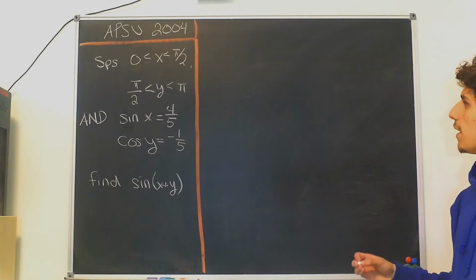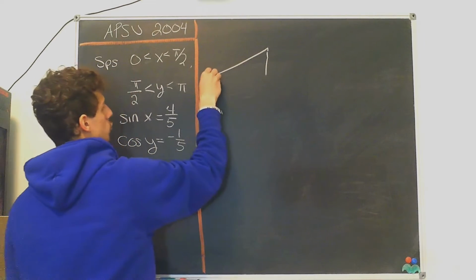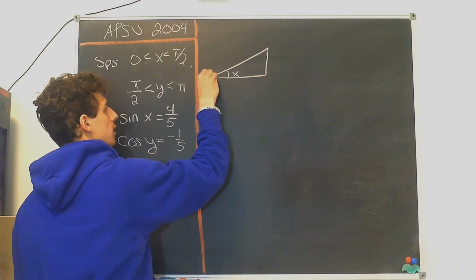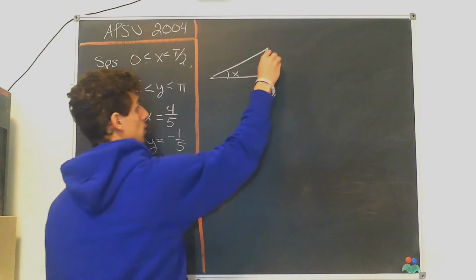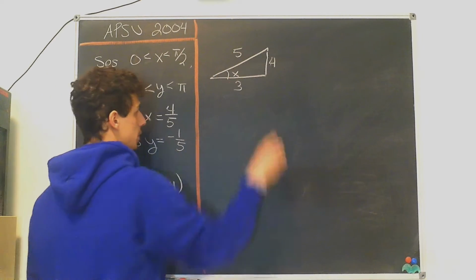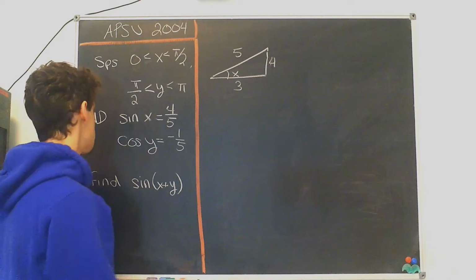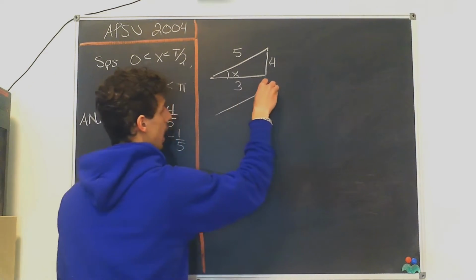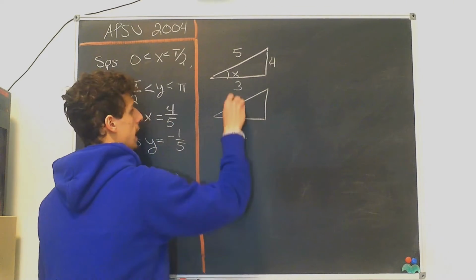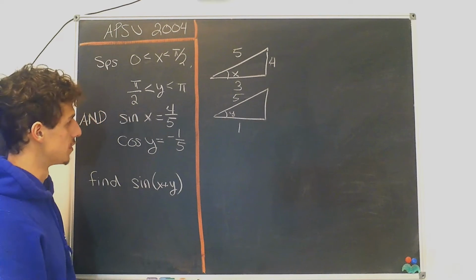So I think a good place to start is by drawing out a picture of each of these triangles with angles x and y. So we'll label this angle x right here for this triangle, and the opposite of that angle is going to be 4, and the hypotenuse is going to be 5, which means this side here will be 3. Not exactly drawn to scale, but close enough for our purposes. And then another triangle, y, is going to have 1 and 5 as its adjacent and hypotenuse like so.